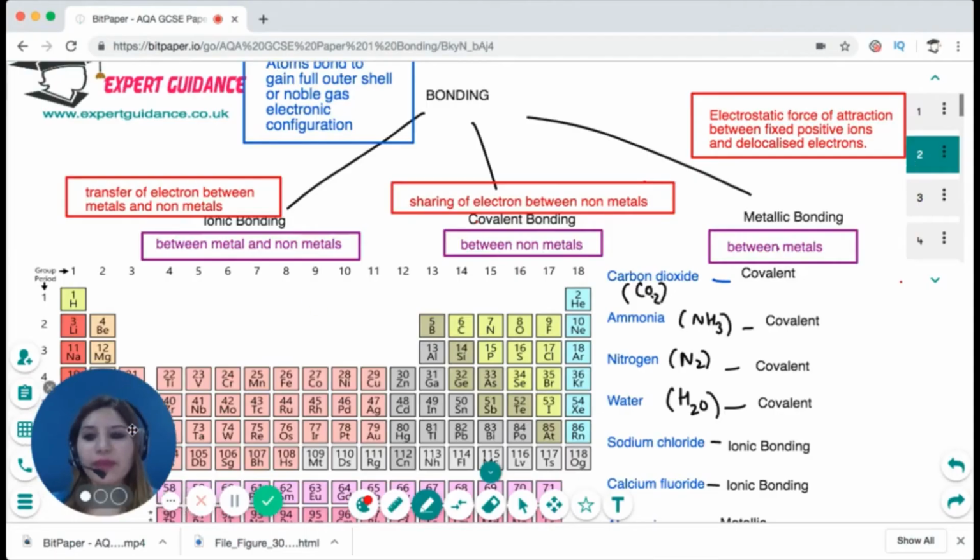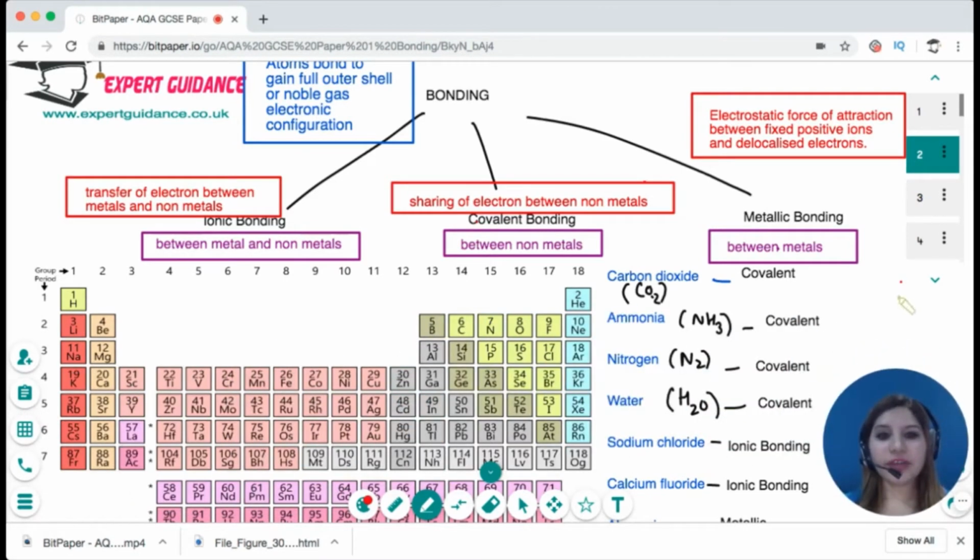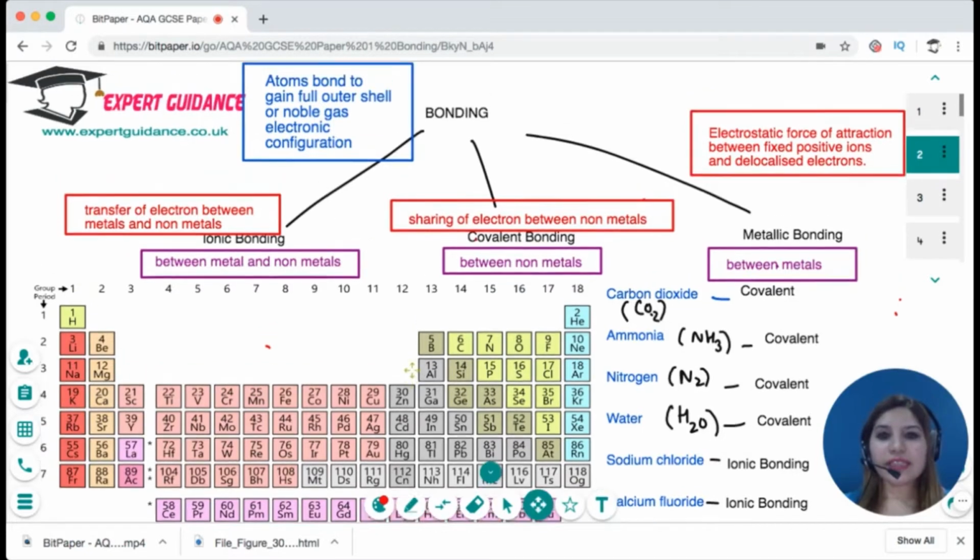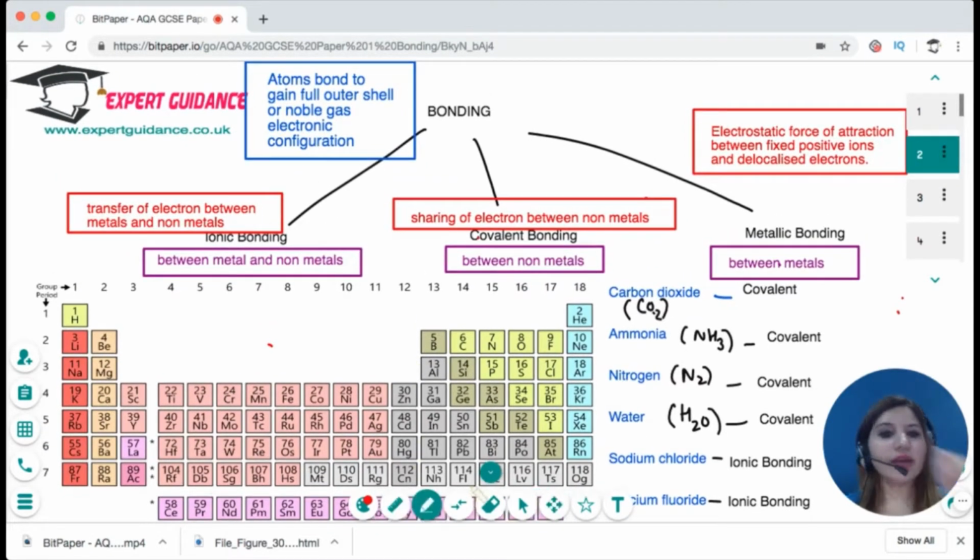If you remember from the periodic table video, we talked about how in our periodic table, we get metals to the left and non-metals to the right. Now, bonding is divided into three: ionic, covalent, and metallic. Why do elements or atoms bond?